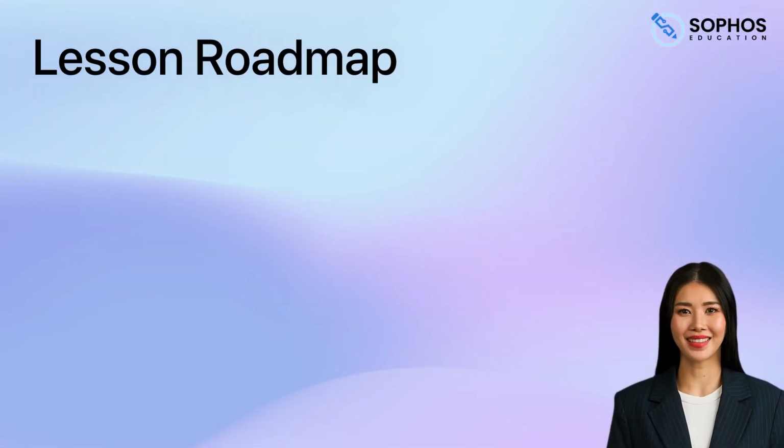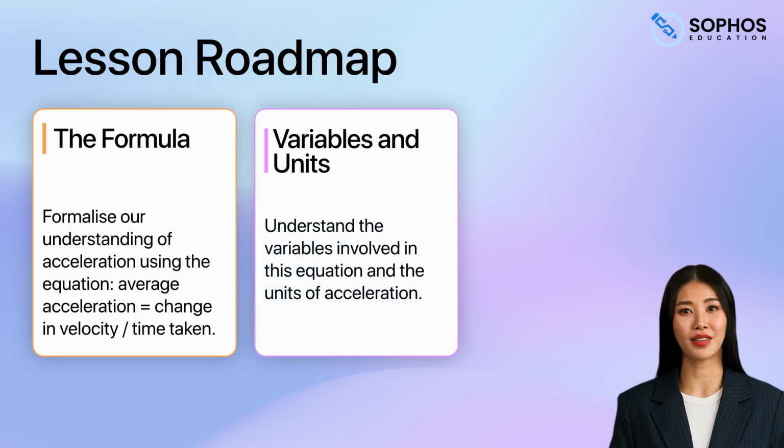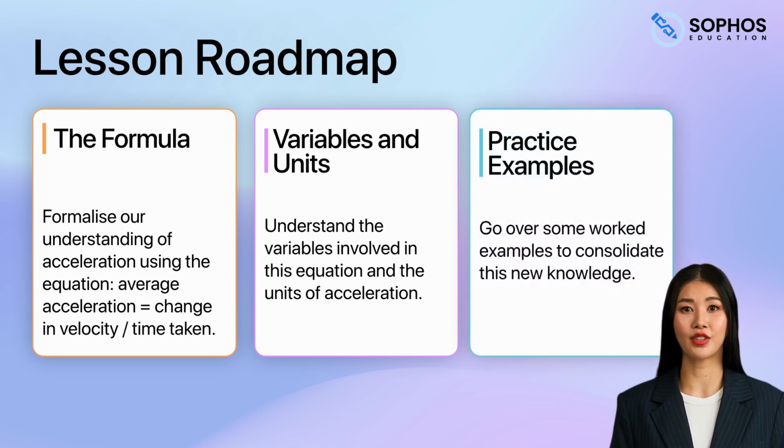We will begin today's lesson by formalizing our understanding of acceleration using the equation: average acceleration equals change in velocity divided by the time taken. We will then take time to understand the variables involved in this equation and the units of acceleration. Finally, we'll go over some worked examples to consolidate this new knowledge.